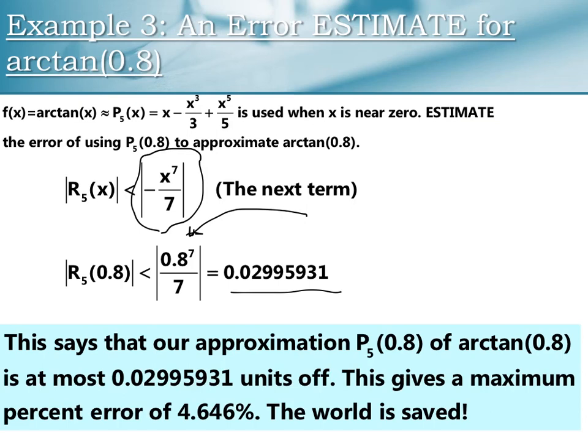Now, I'm not saying that's the actual error. What I'm saying is we have no more than 0.02995931 difference between our estimate and the actual value. We're saying that the approximation given by the degree 5 Taylor polynomial evaluated at 0.8 is no more than 0.0299 units off. It's actually closer than that. It's actually better than a 4.646% error.